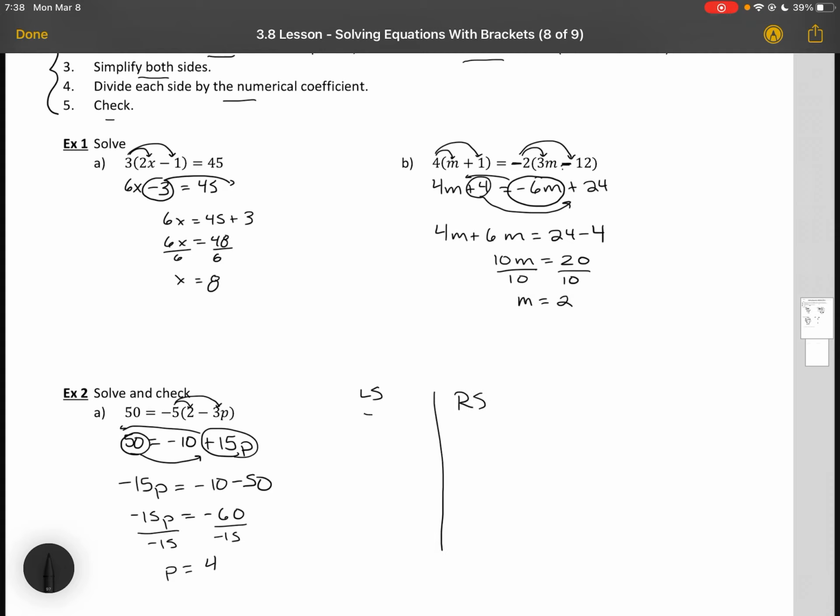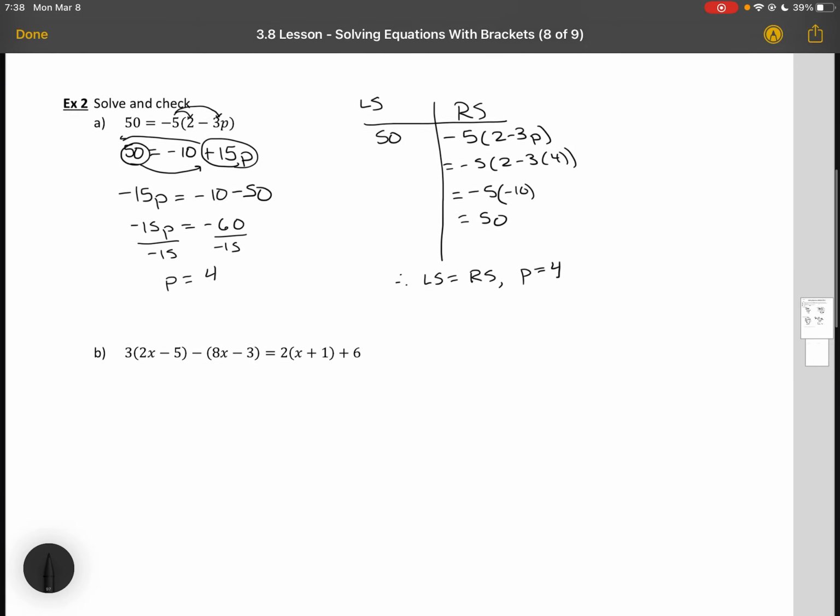So I am going to check by writing down my original left side and my original right side. And then I'm going to substitute in the value for p, which is 4. And then when I evaluate this, I have 2 minus 12 would be minus 10, which gives me positive 50. Therefore, my left side is equal to my right side, which must mean that p equals 4 is the correct answer.